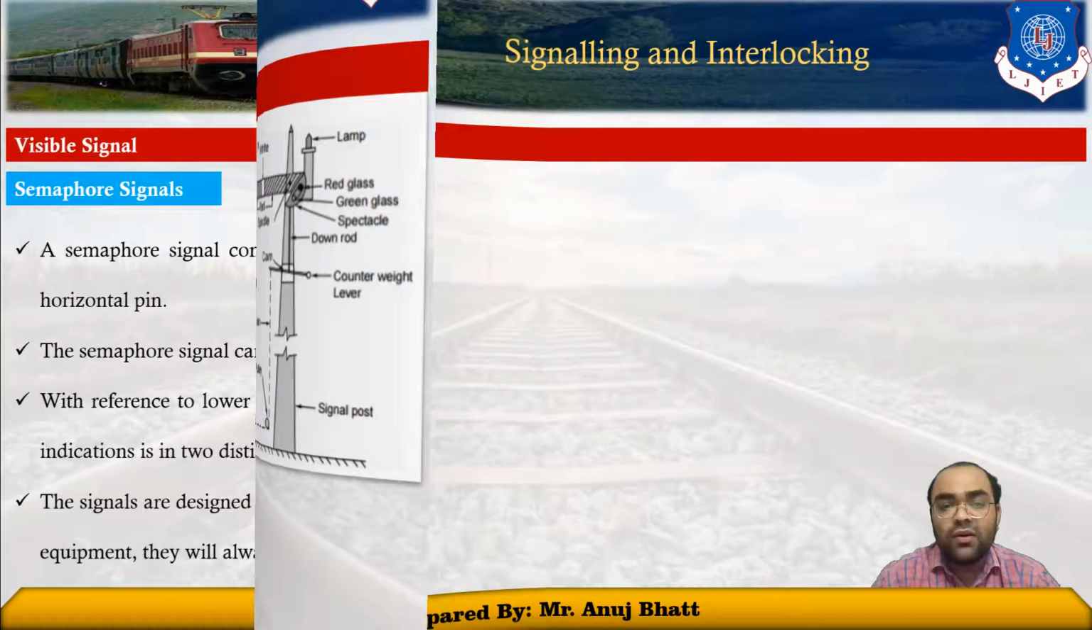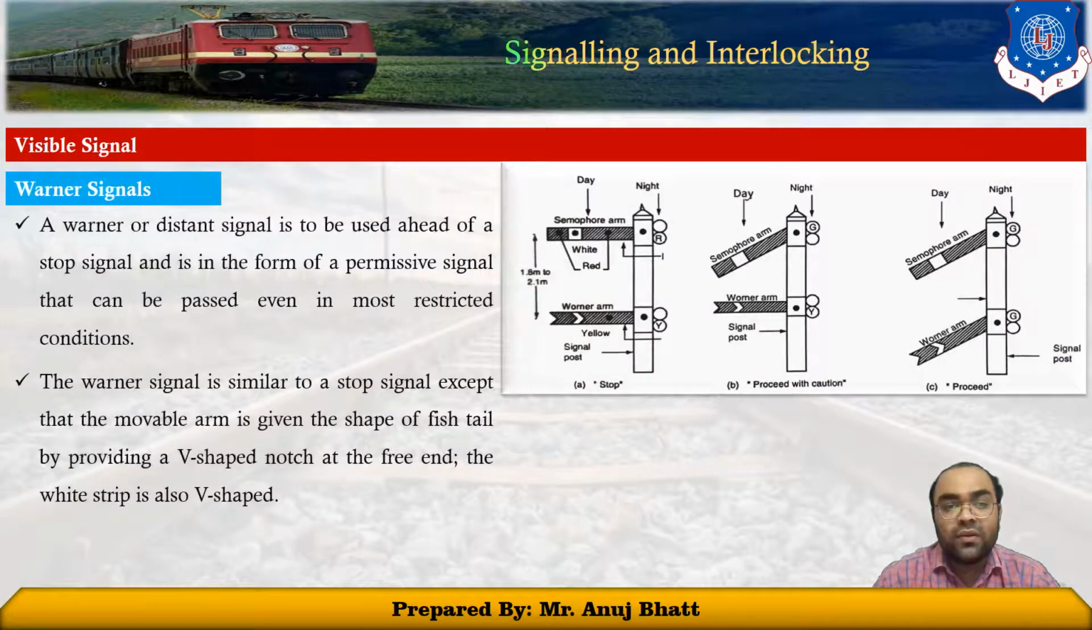The next is the warner signal. In order to ensure that trains run safely, it is considered necessary that a warning be given to the drivers before they approach a stop signal. This advance warning is necessary, otherwise the driver may confront a stop signal when they least expect it, and may take abrupt action which can lead to a perilous situation.